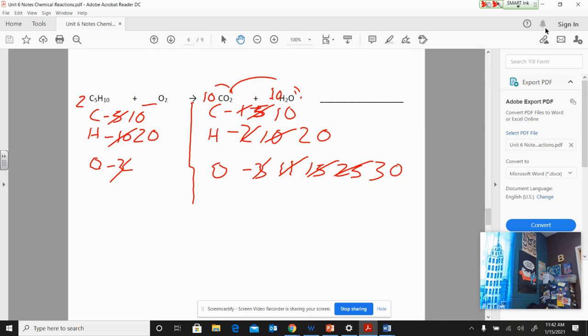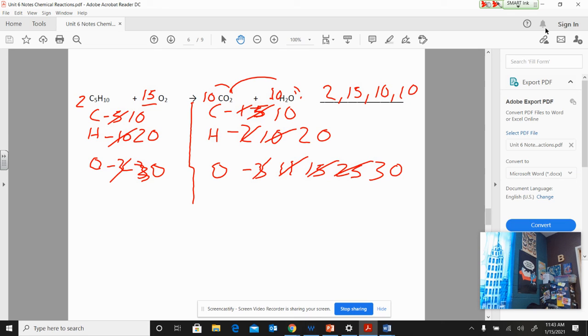I know I can get anything to equal that even number. Something times 2 is 30. So what times 2 is 30? 15. Okay, so I put that 15 there. It changes to 30. So I have 10, 10, 20, 20, 30, 30, and there you go. We're done. So this combustion reaction had a 2, a 15, a 10, and a 10.